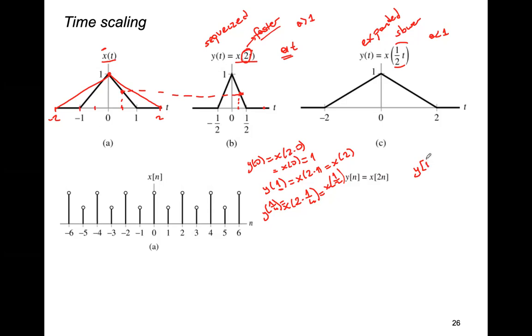But for example, do I have y of 1? For example, what is y of 1? X of 2, right? X of 2. I put 1 instead of n. What is x of 2? This one. Now, how about y of 2? It is x of 4. So it is this one.